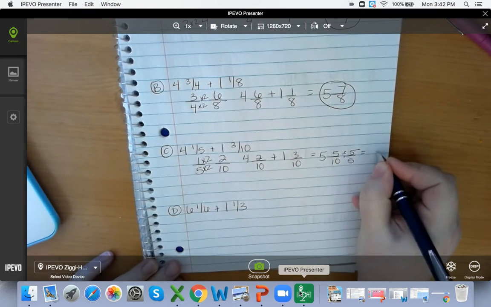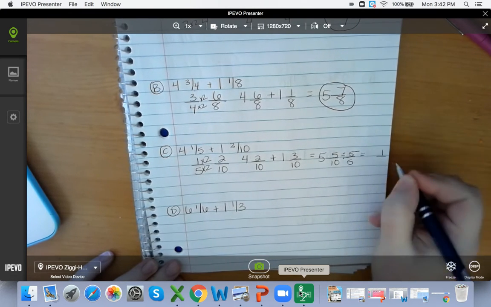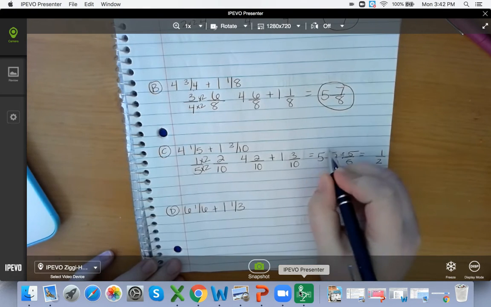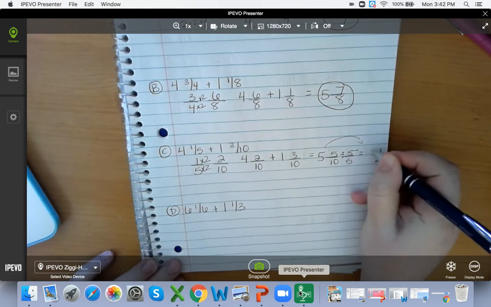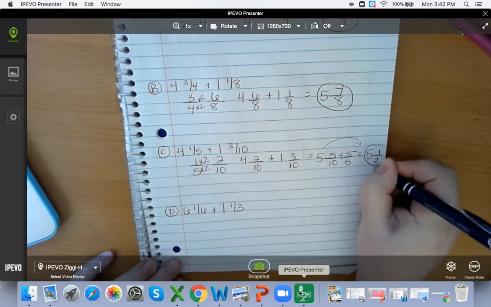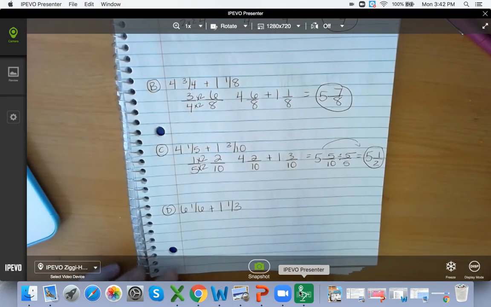5 divided by 5 is 1, and 10 divided by 5 is 2. And then I'll just bring that whole number back over here. So now 5 and a half. Now a half can't be reduced anymore, so that one is done.